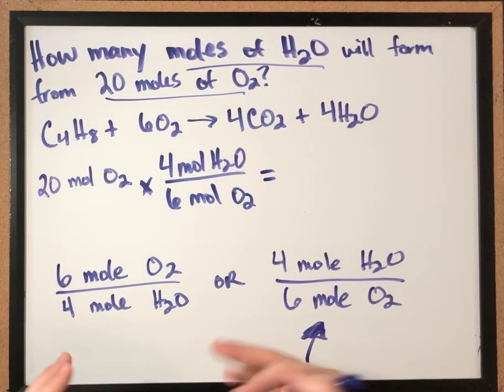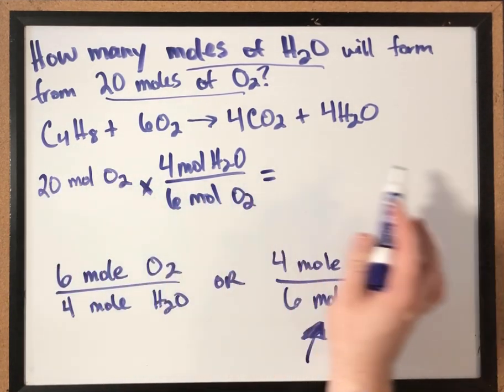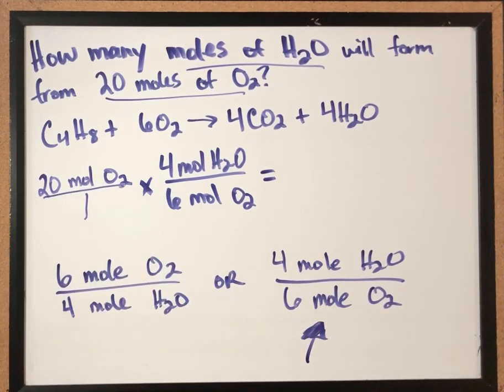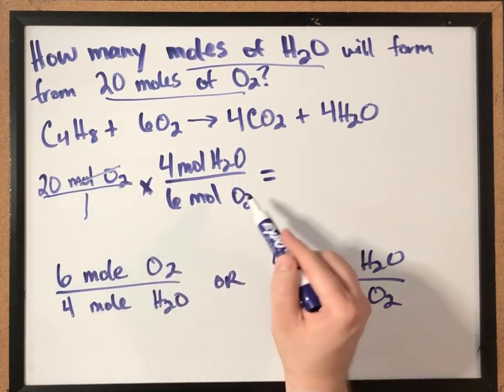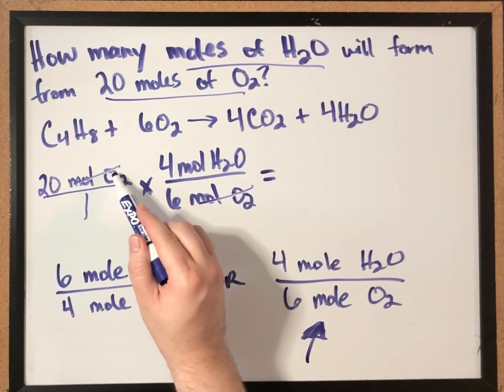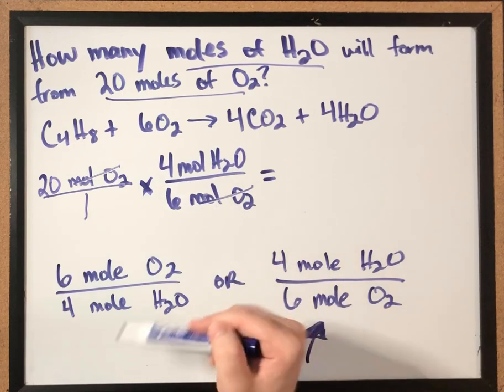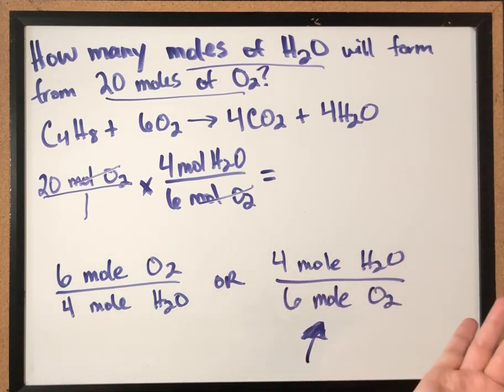How you do the math can be a little bit up to you. I like to multiply everything on the top, then divide by the bottom. Remember, there's that imaginary 1 right there. First, our units cancel because moles of O2 is on the top here and moles of O2 is on the bottom there. So then I can just do 20 times 4, which is 80, and then 80 divided by 6 is 13.33333.